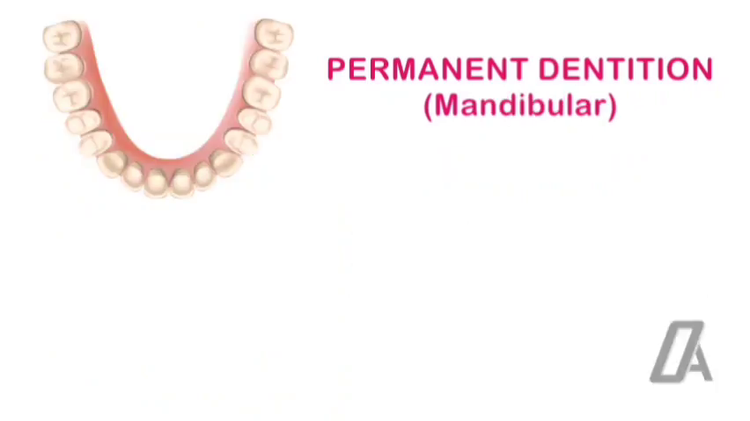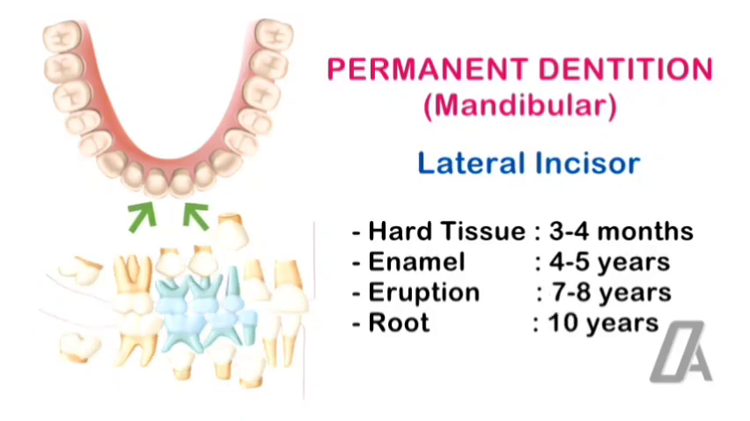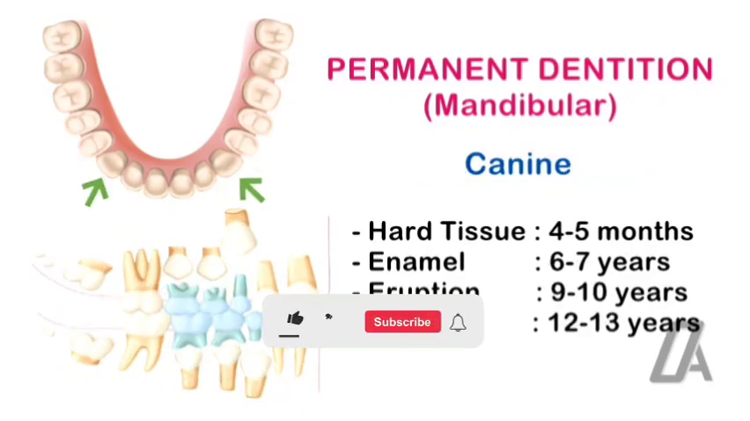Mandibular. Central incisor. Starts at 3 to 4 months, enamel completes at 4 to 5 years, erupts at 6 to 7 years, and roots finish by 9 years. Lateral incisor. Starts at 3 to 4 months, enamel completes at 4 to 5 years, erupts at 7 to 8 years, and roots finish by 10 years. Cuspid. Begins at 4-5 months, enamel completes by 6-7 years, erupts at 9-10 years, and roots complete by 12-13 years.